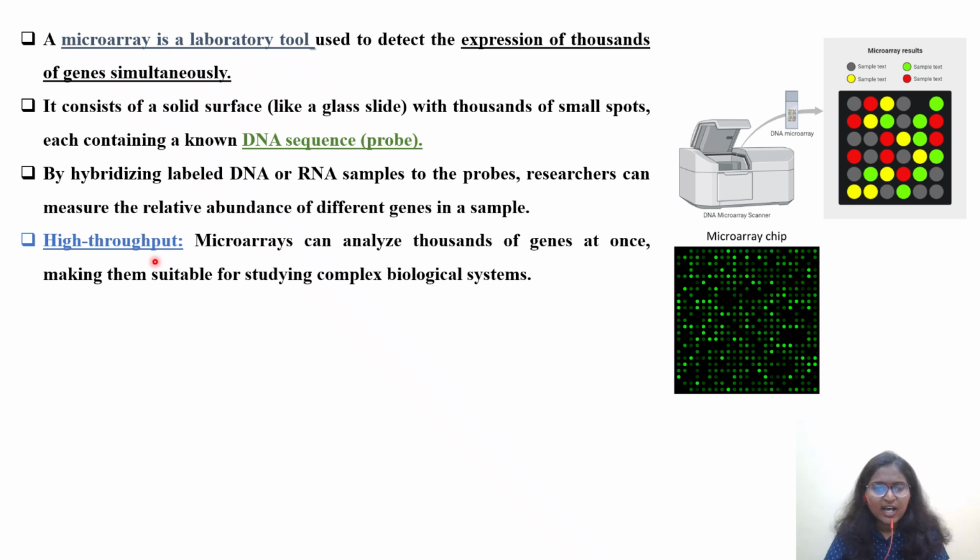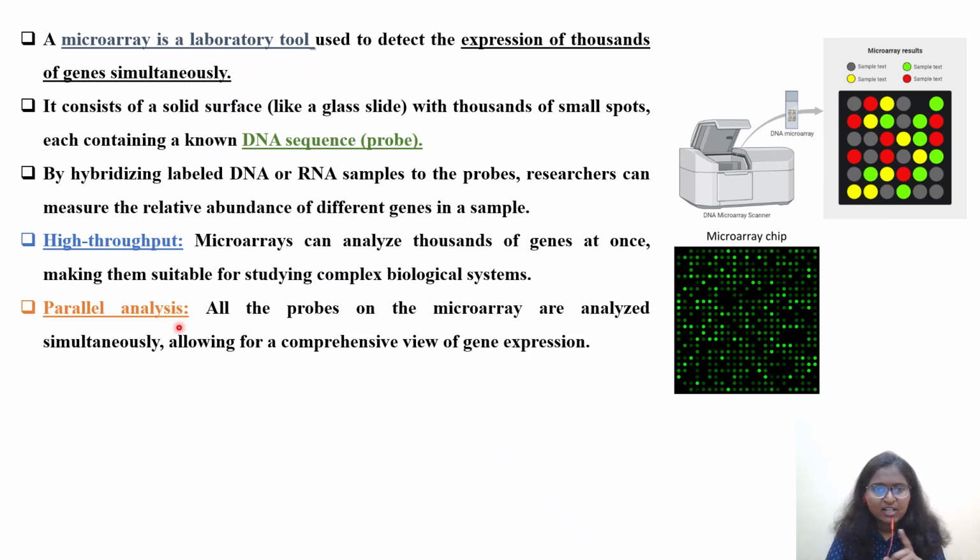Next we'll see high throughput. This term you might have come across when reading about drug discovery, high throughput screening, where attrition of molecules will be there. Out of thousands of molecules, only 1 to 10 molecules will reach the final stages of drug synthesis. So microarrays can analyze thousands of genes at once, making them suitable for studying complex biological systems.